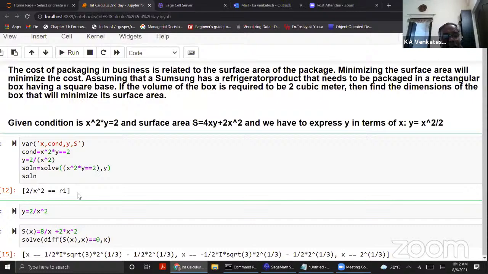So which I'm calling R1. Here, this is the R1 we have, and y is known to us. Now what we have to do with this equation is compute the first derivative and then equate it to 0.